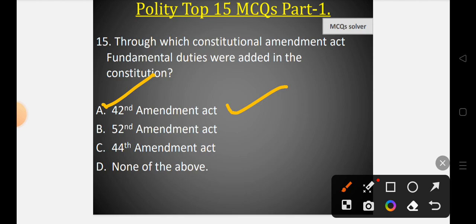The fundamental duties are a set of 10 duties listed in the constitution, and the citizen should follow these 10 duties as a citizen of India. So the correct option will be option A, that is through the 42nd Amendment Act, fundamental duties were added in the Constitution.